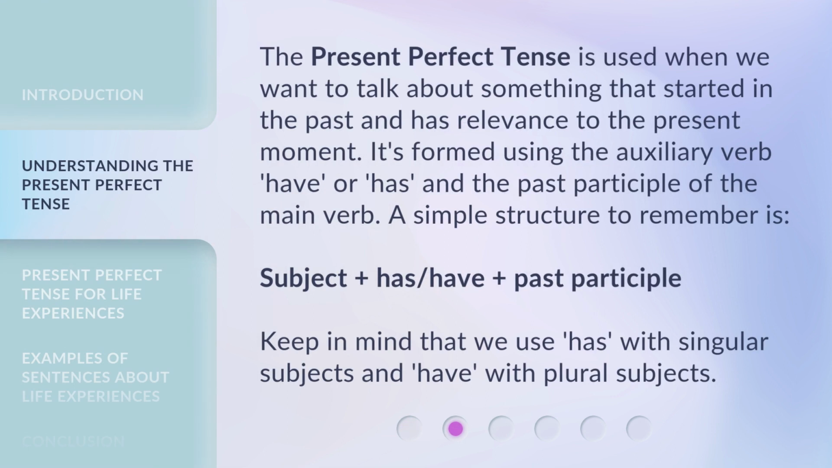The present perfect tense is used when we want to talk about something that started in the past and has relevance to the present moment. It's formed using the auxiliary verb have or has, and the past participle of the main verb. A simple structure to remember is subject plus has/have plus past participle. Keep in mind that we use has with singular subjects and have with plural subjects.